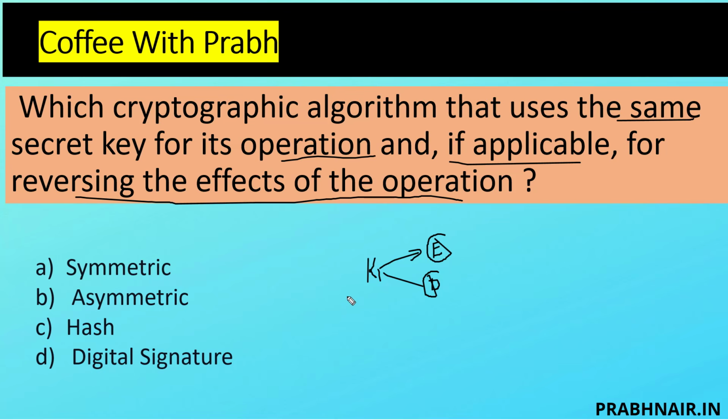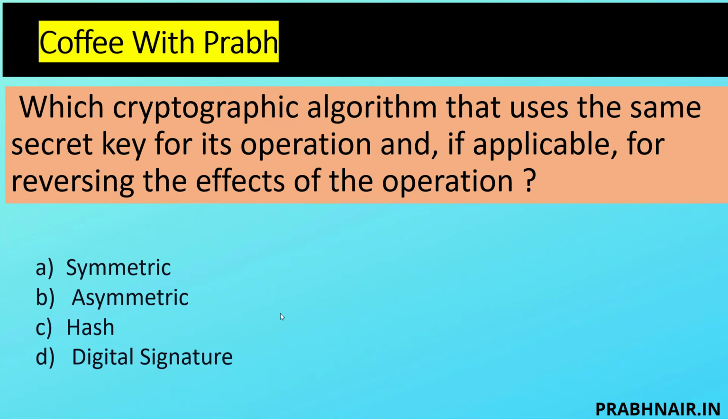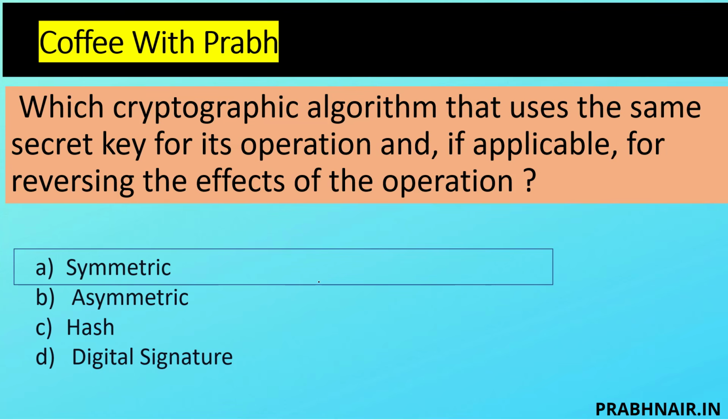Asymmetric uses two different keys. One is called the public key and one is called the private key. The public key is used to encrypt, and the alternate key, the private key, is used to decrypt. Hash is used for integrity. Digital signature offers authenticity and non-repudiation. So the only option left is A for alpha, symmetric.